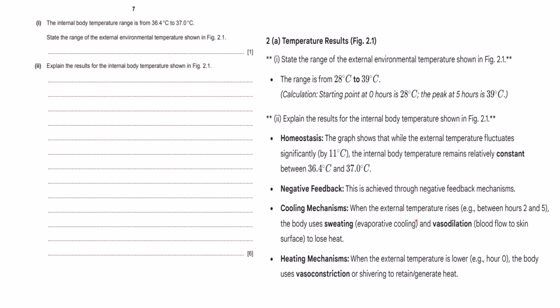Cooling mechanism. When the external temperature rises between 2 and 5 hours, the body uses sweating, evaporative cooling and vasodilation, increasing blood flow to the skin surface to lose heat. Then heating mechanism. When the external temperature is low, at 0 hours, the body uses vasoconstriction or shivering to retain or generate heat.